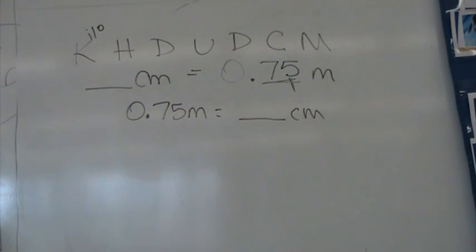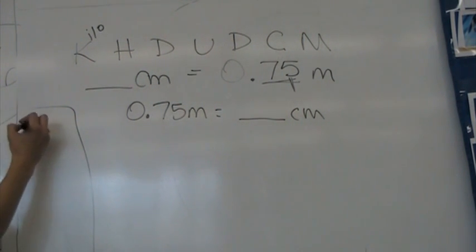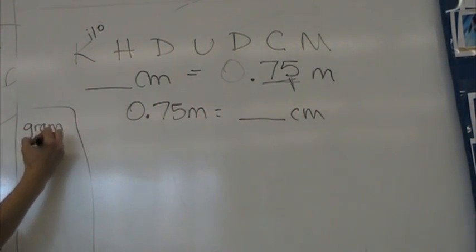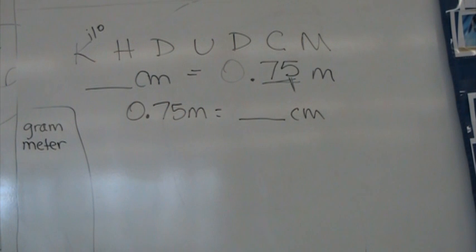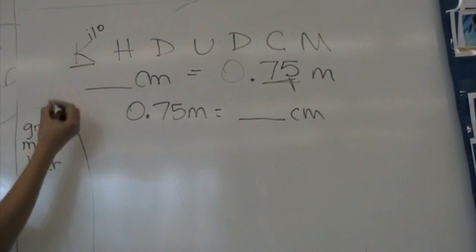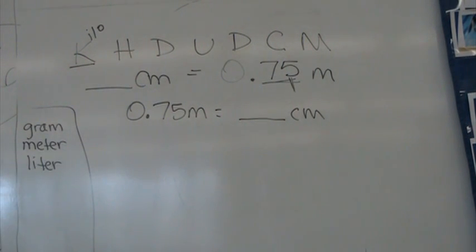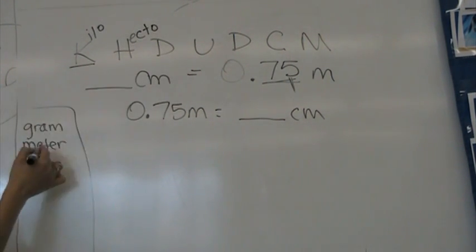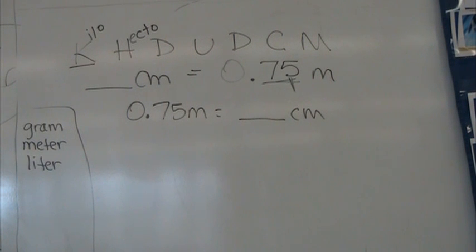In the metric system, it depends on what you're measuring. If you're measuring weight, it would be kilogram. If you're measuring length, it would be kilometer. If you're measuring capacity, it would be kiloliter. So this just tells me what goes in front of these words. What does the H stand for? Hecto. So hectogram, hectometer, or hectoliter, depending on what I'm measuring.